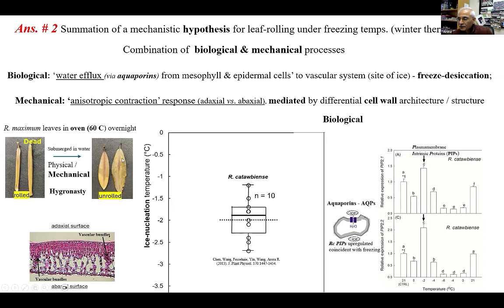And the mechanical part comes from the fact that we found that when we have these maximum leaves completely dead by putting them in an oven overnight, they also roll just like a live leaf would. So this is purely a mechanical process, again due to anisotropy. Some people call this hygronasty, because this is happening due to just desiccation, pure desiccation, not freeze desiccation. So this is our hypothesis, and that pretty much concludes what I had to present today.